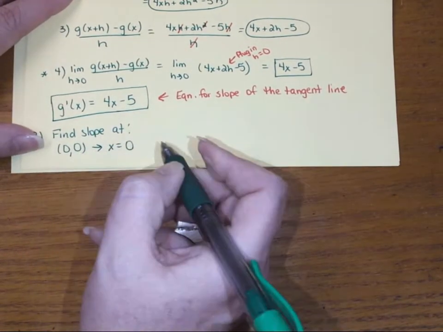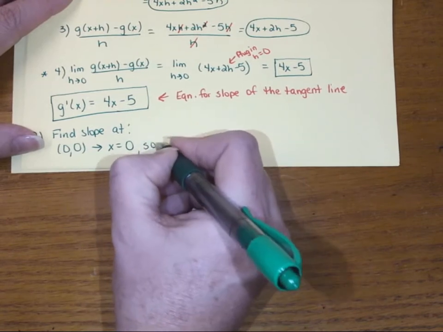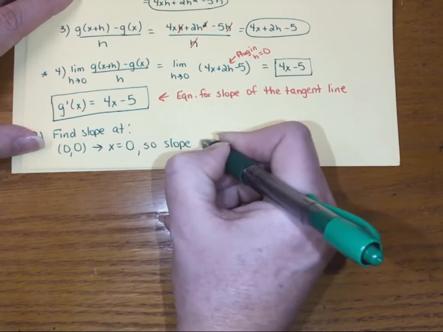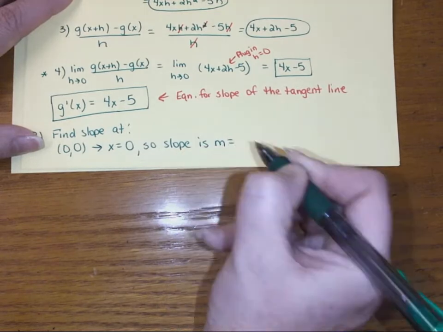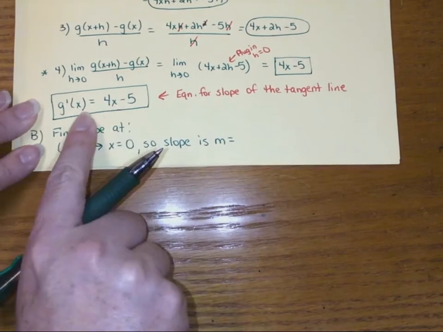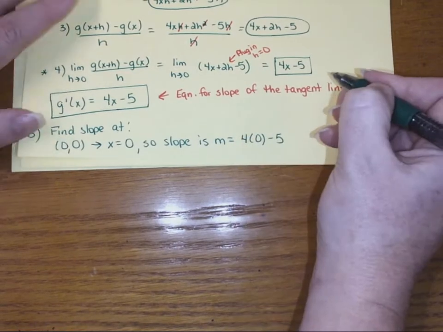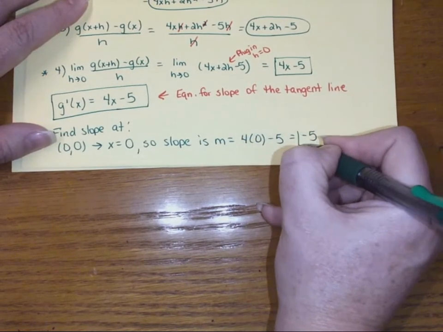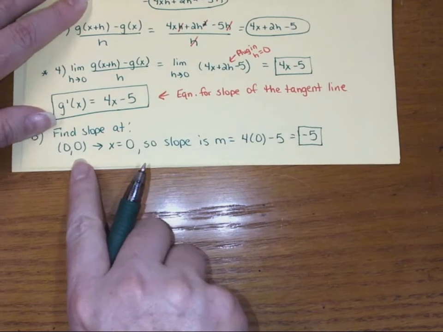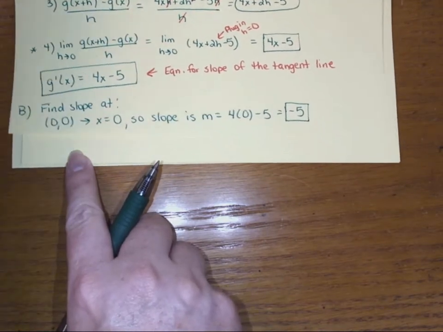So notice here x is 0, okay, so the slope is going to be m equals, and you're going to plug 0 into this slope equation, so it's going to be 4 times 0 minus 5, or a slope of negative 5. So the specific slope that the tangent line has at this spot is negative 5.